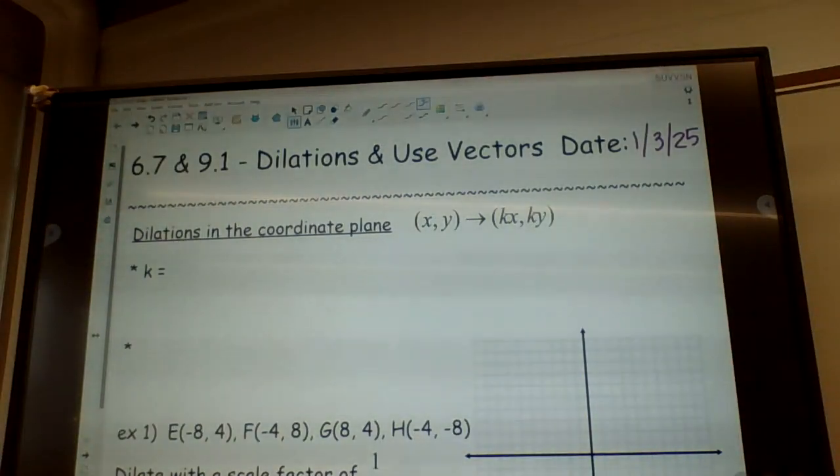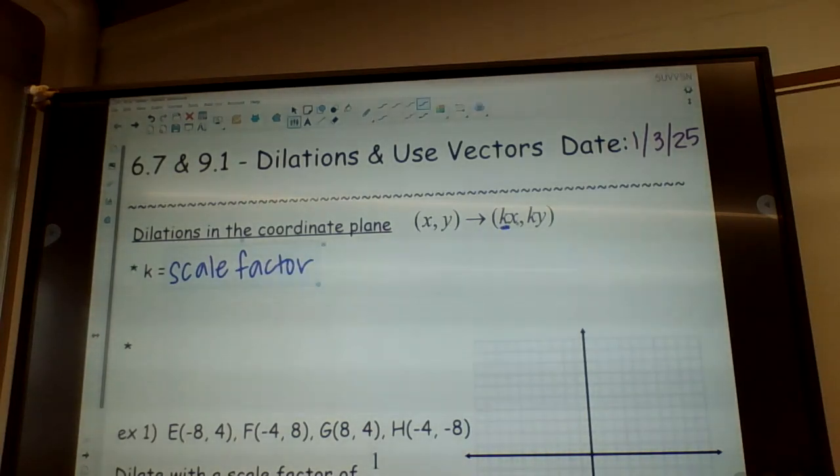So we talked about this with similar figures. And so this k that we're going to talk about is our scale factor. And that's how much bigger or smaller the variable will get, or like the coordinate point. So if you see, we're multiplying by that scale factor.